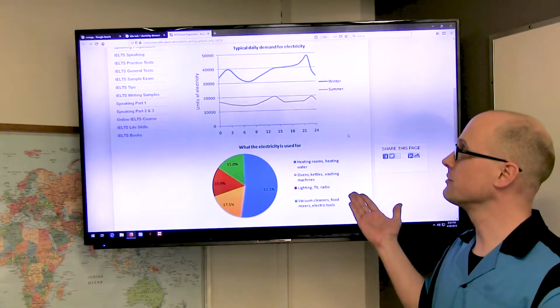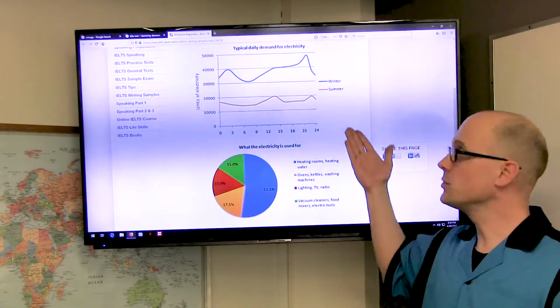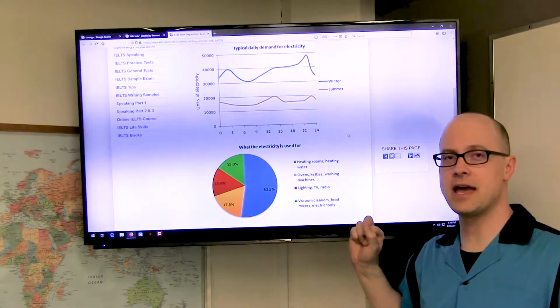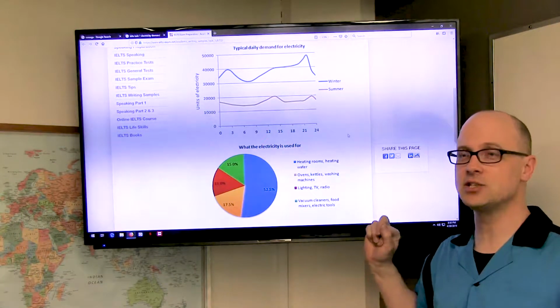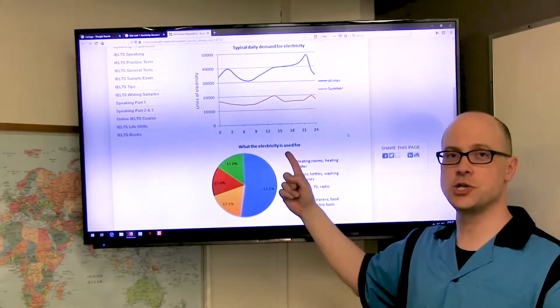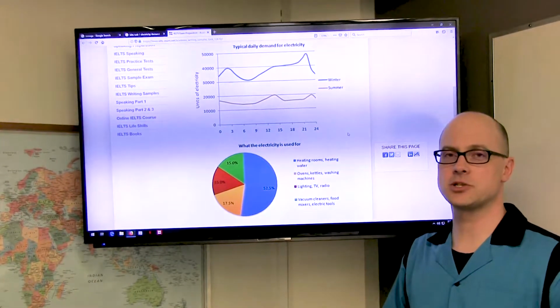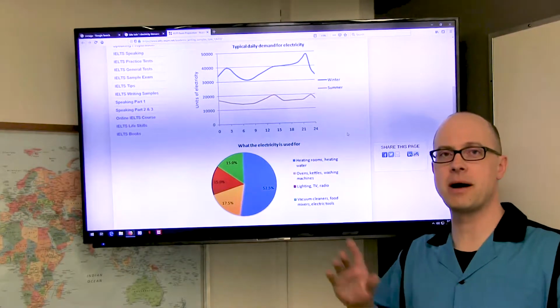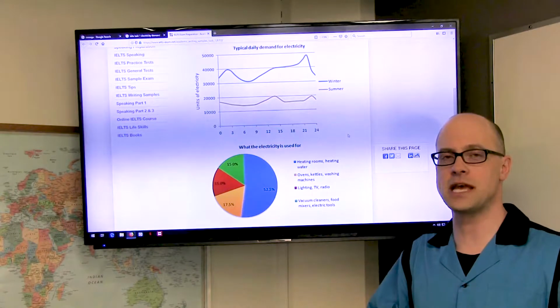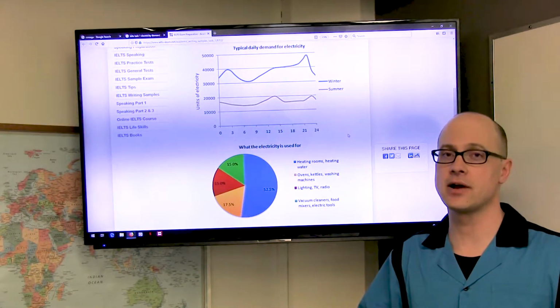So I've got an example here for you. This diagram has a line graph and a pie chart, and they show the demand for electricity in England during winter and summer. They also show what the electricity is used for. You'll be expected to write 150 words about this diagram, a report that describes the main features and the main trends shown in the diagram.